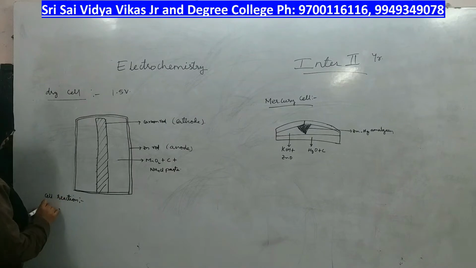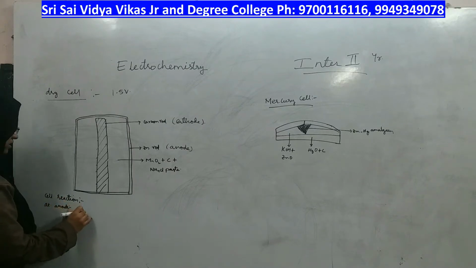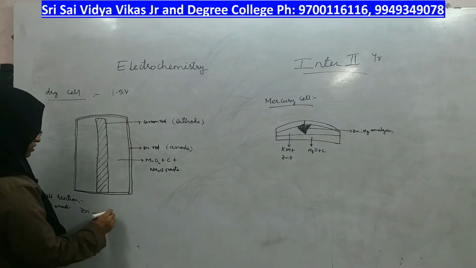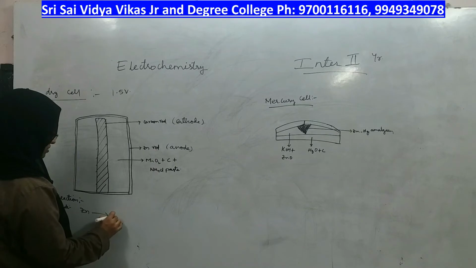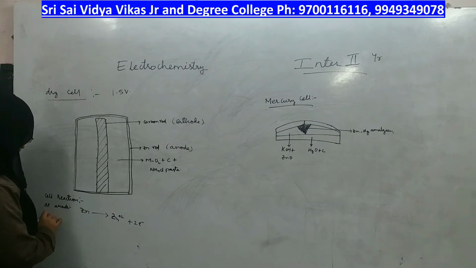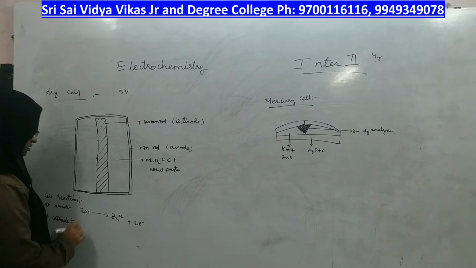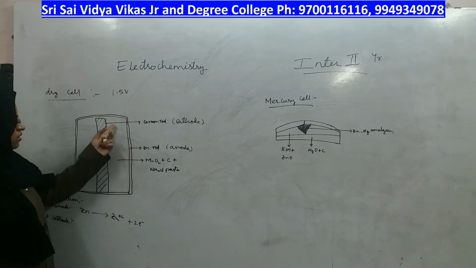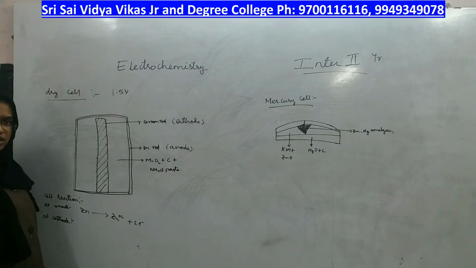At anode, what was the reaction? Oxidation. Who is anode here? Zinc container. What is oxidation reaction? Zinc loses two electrons to become Zn2+ ion, right? At cathode, what is the reaction? Reduction. And who is cathode here? Where does the reduction reaction take place?